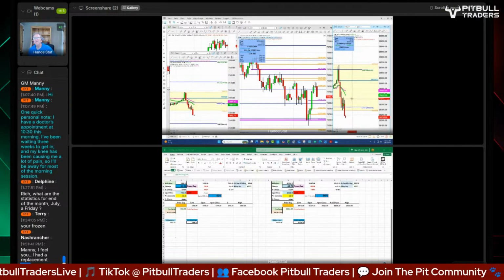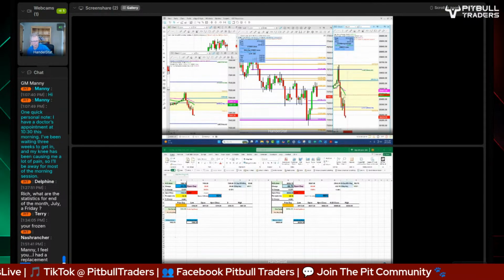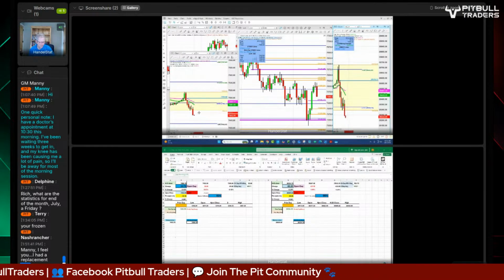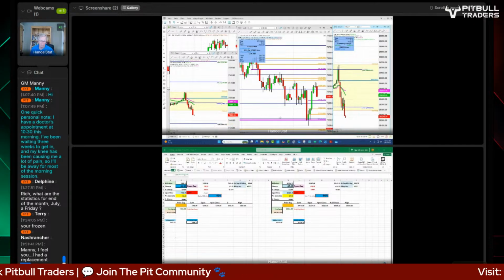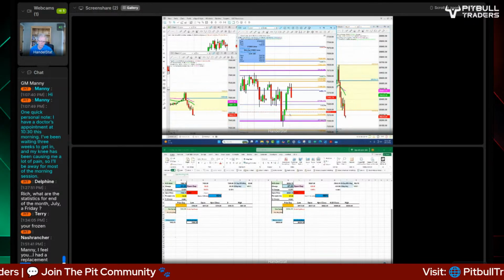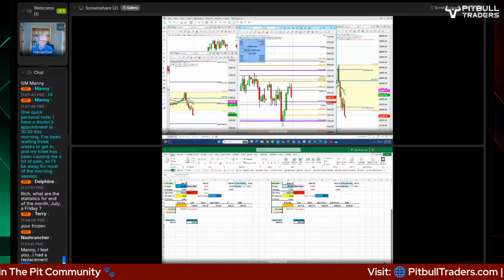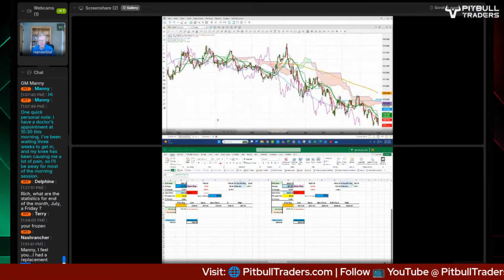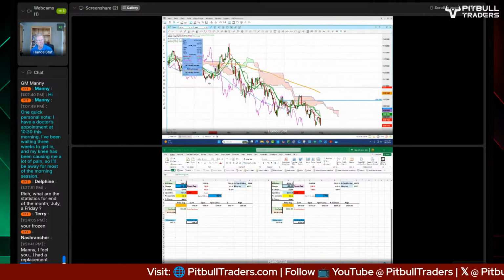Let's see if I can do something else here. But if we do the whole day thing, obviously that'd be a big expansion to the downside. And remember, I said a lot of times it goes back and tests the midpoint of this 1440. That'd be 36. And I was targeting this Ichimoku right here. Let's go back to ES.